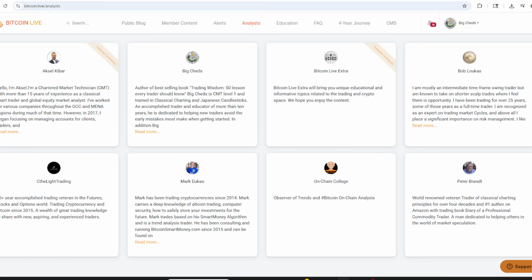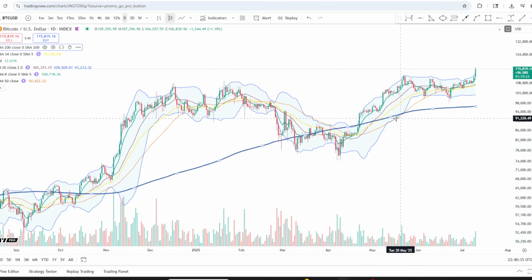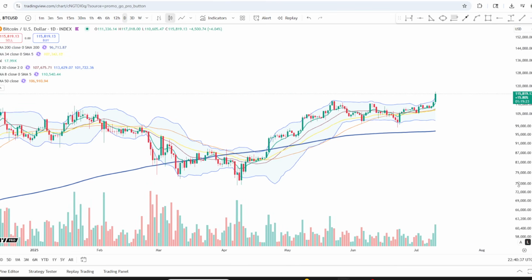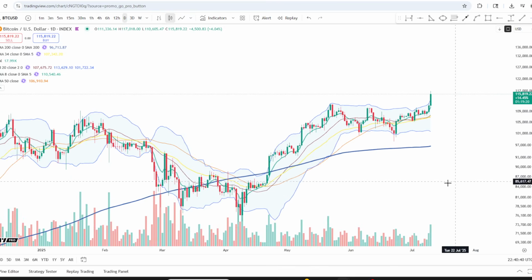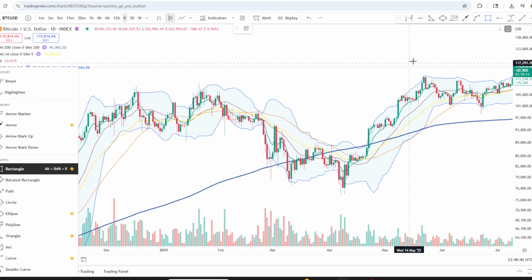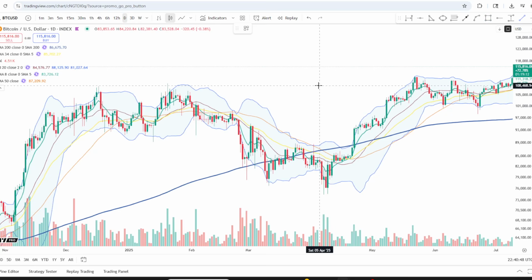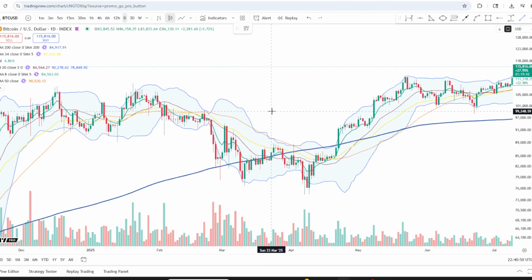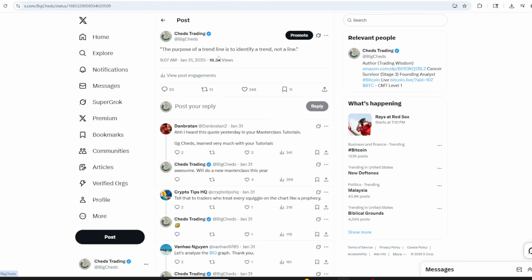For today's lesson, we're going to talk about the idea of a trend line. How do we draw a trend line? You've heard it argued and debated many times. Should we use the candle body? Should we use the candle wick? Well, what's important to remember is that the purpose of a trend line is to identify a trend, not a line.